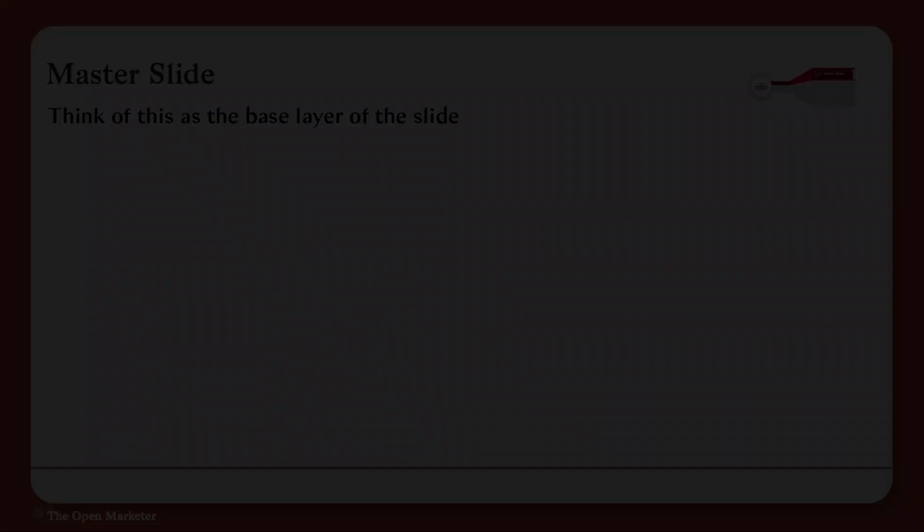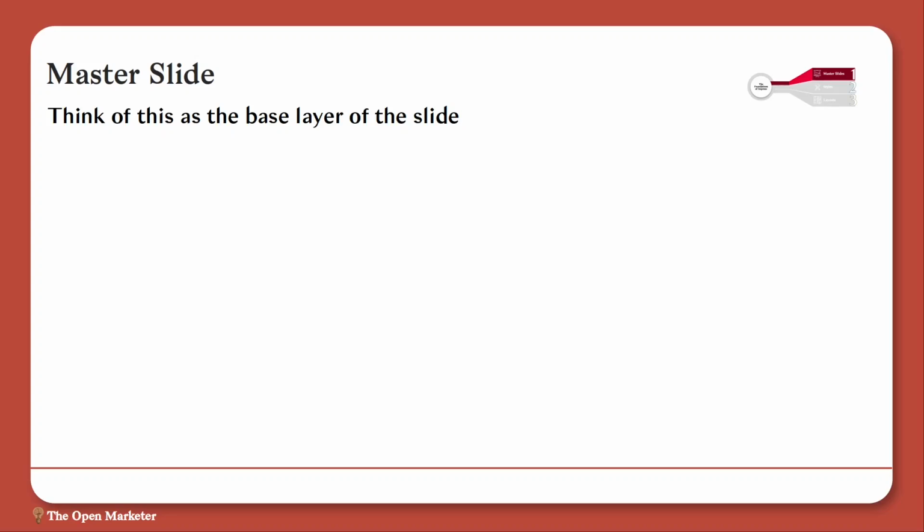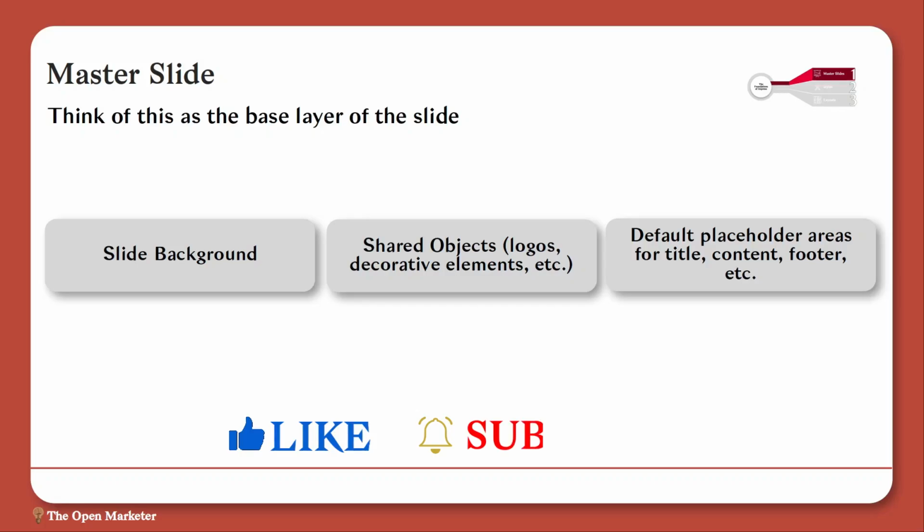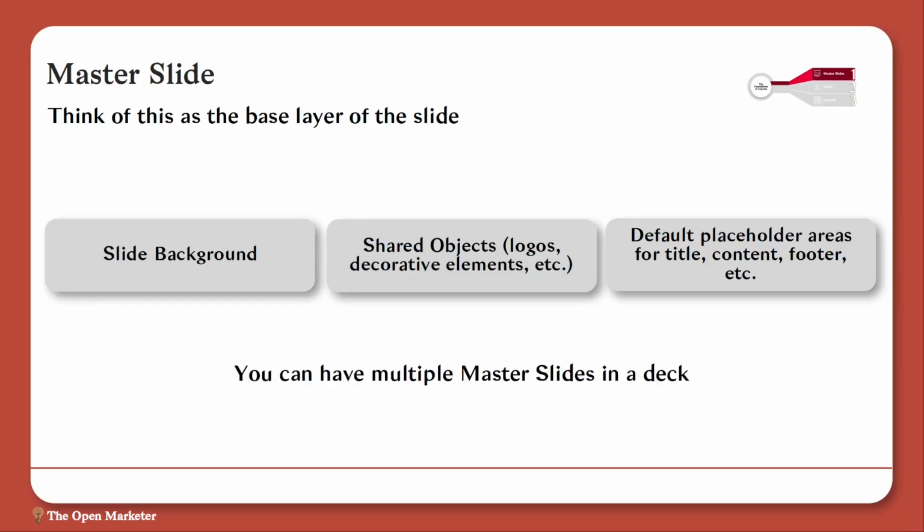The master slides. So the master slide is basically the base layer of the slide that you're working on. You can set slide background, some shared objects and decorations that determine how the slides look, and you also determine where the default placeholders appear. This last item is really important because this is how the master slides can impact the preset layouts that Impress comes with. And of course, you can have multiple master slides that fit your need.